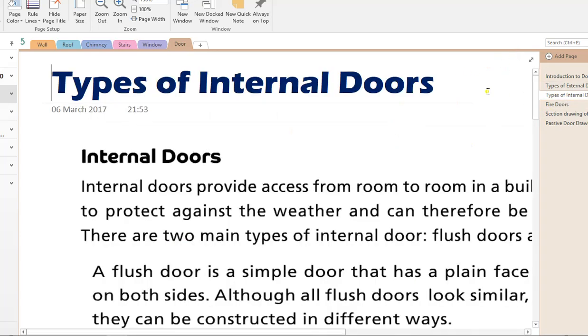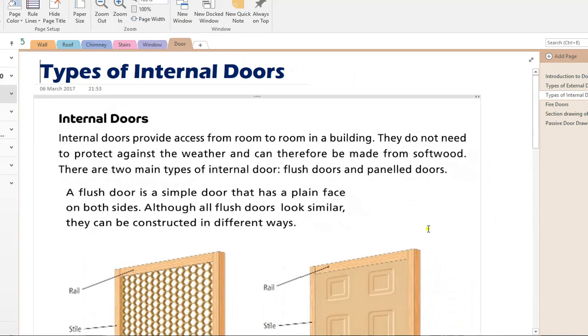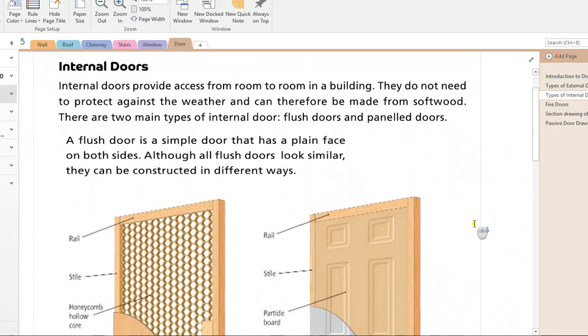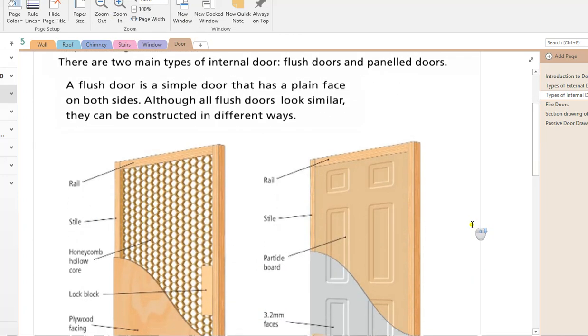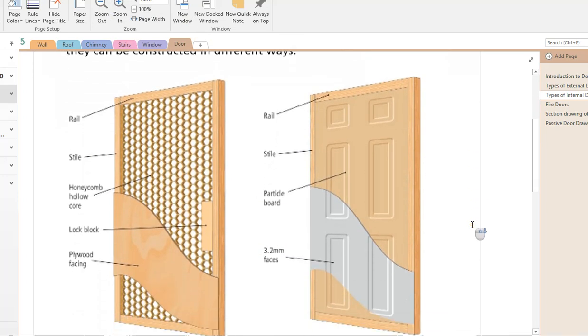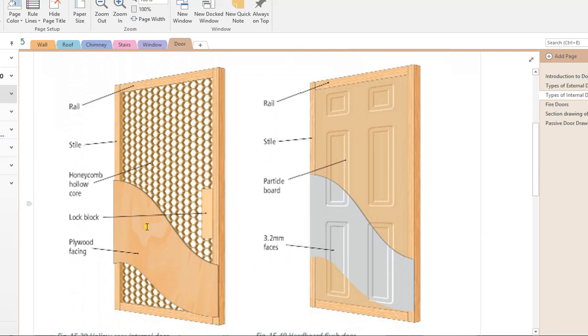Next we'll have a look at internal doors. So internal doors, doors that are found inside your house, there are two main types. The first type here is called a flush door. Now a flush door is a door here with wood placed all the way around.